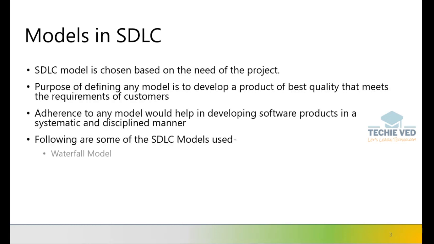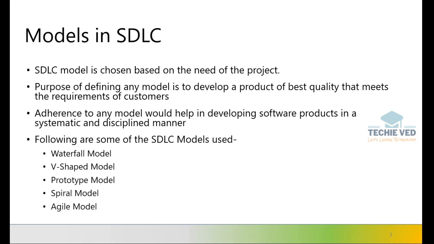An SDLC model is chosen on the basis of the need of each project. For example, your project is a short-term project that needs to run for a duration of 3 to 5 months or even longer, and you are developing a piece of software that is needed. So you choose based on the need. The purpose of using any of the SDLC models is to derive the best quality out of whatever work has been done.